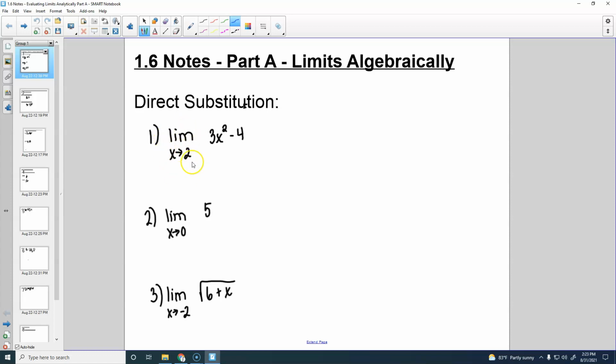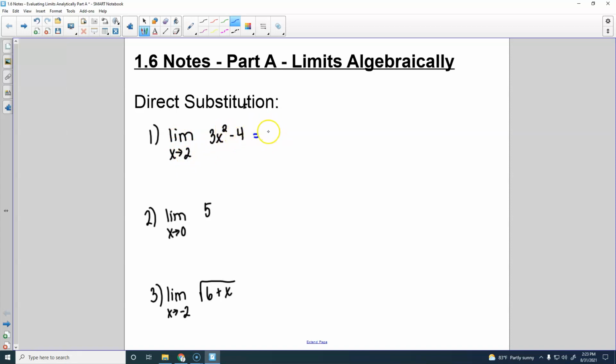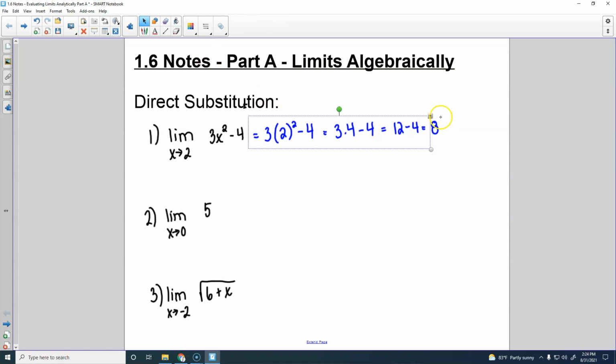So if we look at example 1 here, the limit as x approaches 2 of 3x squared minus 4. All you have to do here is do 3 times 2 squared minus 4. You're just plugging in 2 for your x. And so that's going to be 3 times 4 minus 4, which is 12 minus 4. So we'll get 8 for our answer for that.